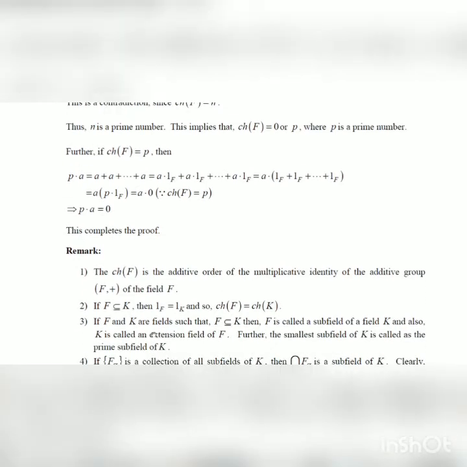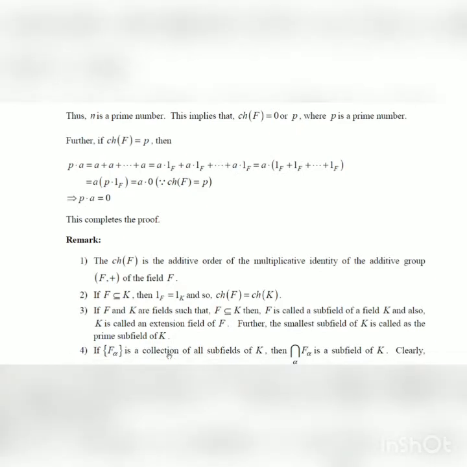And suppose F and K are two fields such that F is contained in K, then F is called a subfield of K, or we can say K is the extension field of F. And further, the smallest subfield of K is called the prime subfield of K. So, what is the smallest subfield? The name for the smallest subfield of any field is the prime subfield of field K.